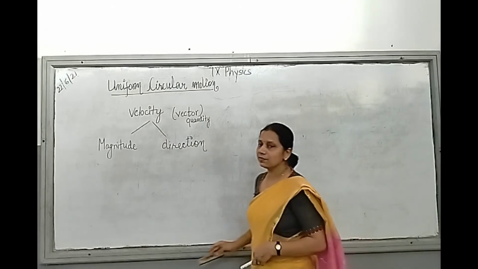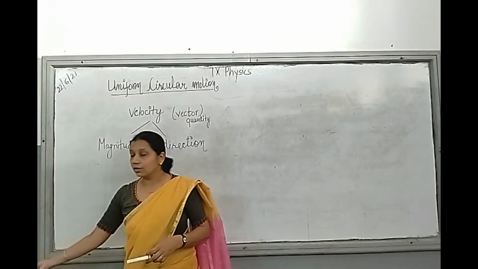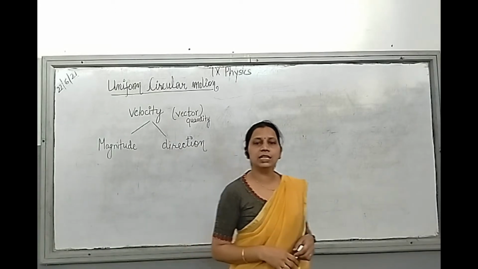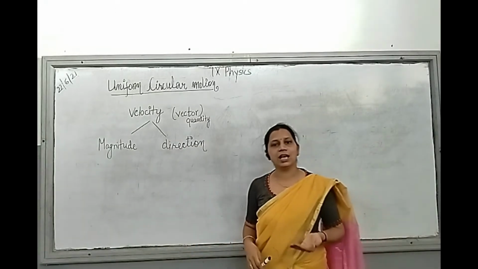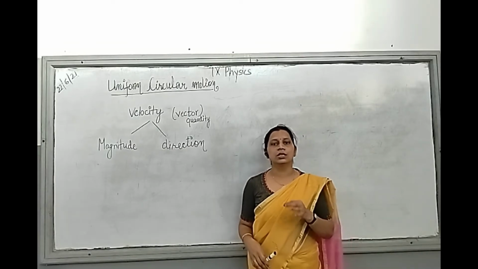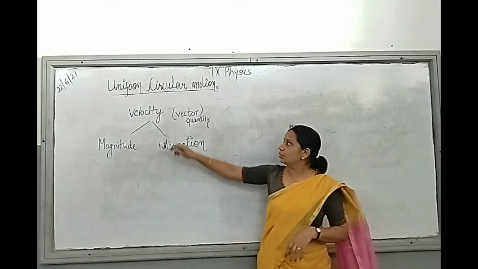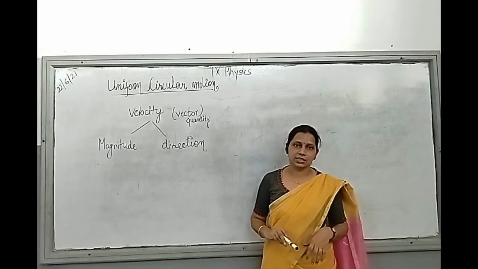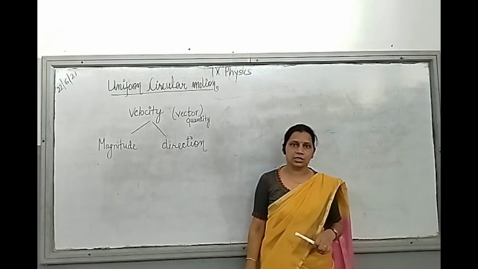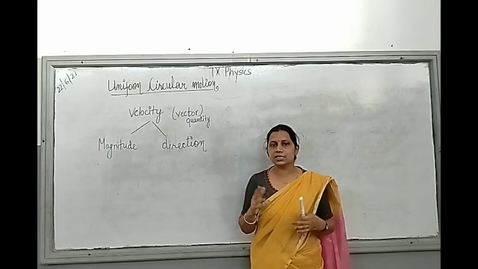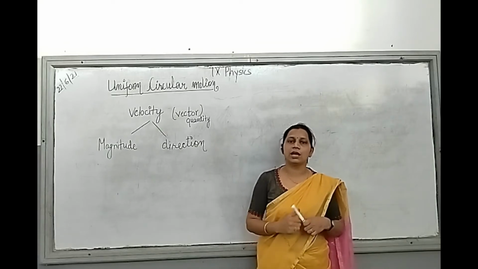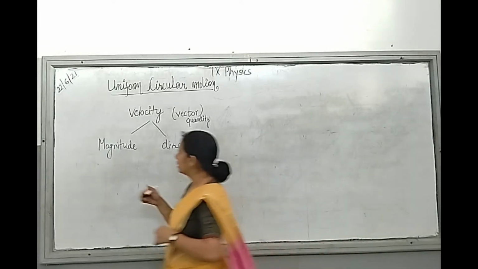Now velocity is a vector quantity. What are vector and scalar quantities? Scalar means quantities only having magnitude, and vector means having both magnitude and direction. So velocity is a vector quantity, having both magnitude and direction. What is acceleration? Acceleration is change in velocity, right? So if velocity is changing, what you have is acceleration.